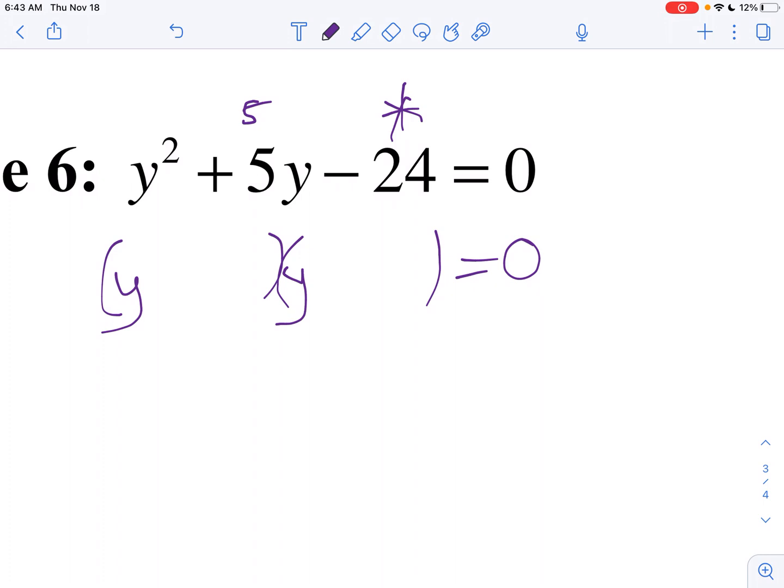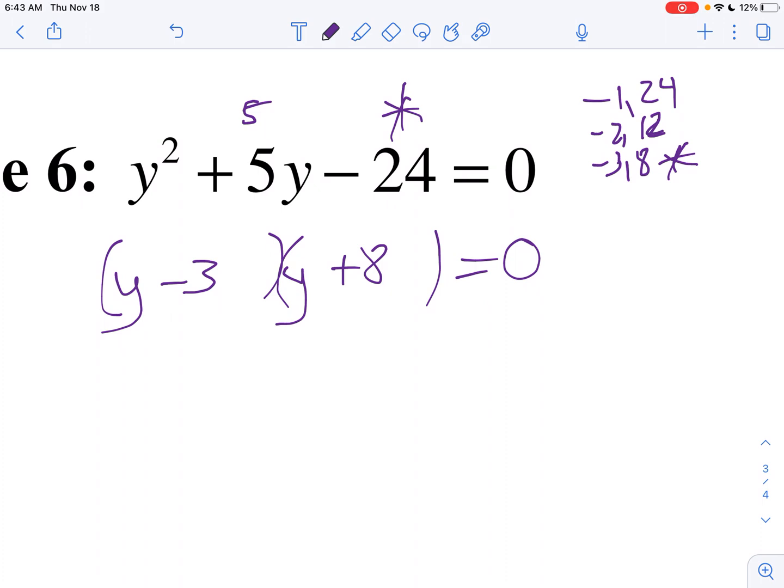So I'm going to do some guessing and checking here. Negative 1 and 24. That adds to 23. Negative 2 and 12. That adds to 10. Negative 3 and 8. That adds to 5. There's our two terms. So y minus 3, y plus 8.